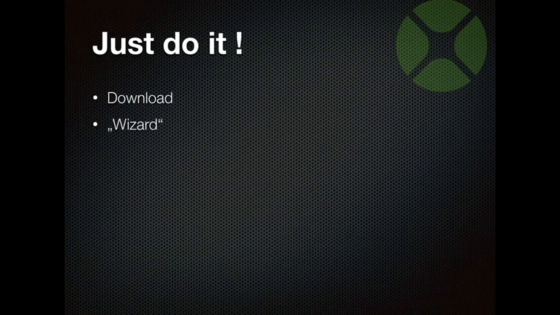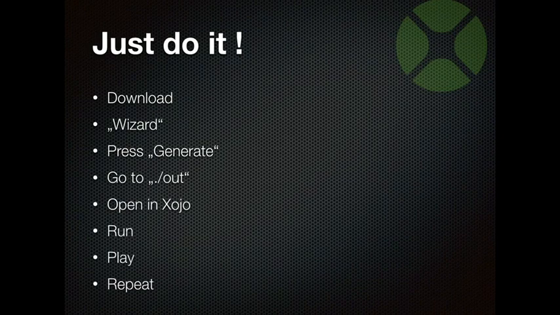Yeah, just do it. Download it. Use the wizard. Don't forget to run the wizard, please. Otherwise, it won't work. Press generate. Go to out. Open Xojo. Run it. Play with it. Repeat. It's very easy. I tried it out with a lot of databases already, and it worked. With one, I had just installed new, Sakila introduced a new type, yeah, which was, what was that? Geolocation? I never heard about it. They have now a type in MySQL which is called geolocation. I don't know. So I just put that into the template.